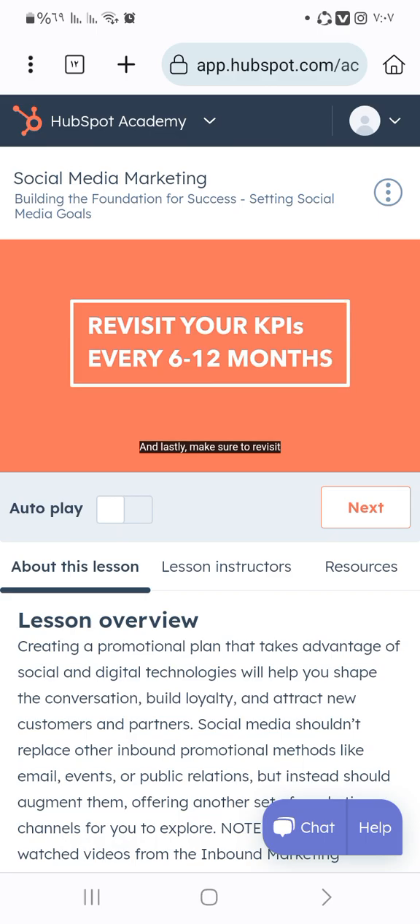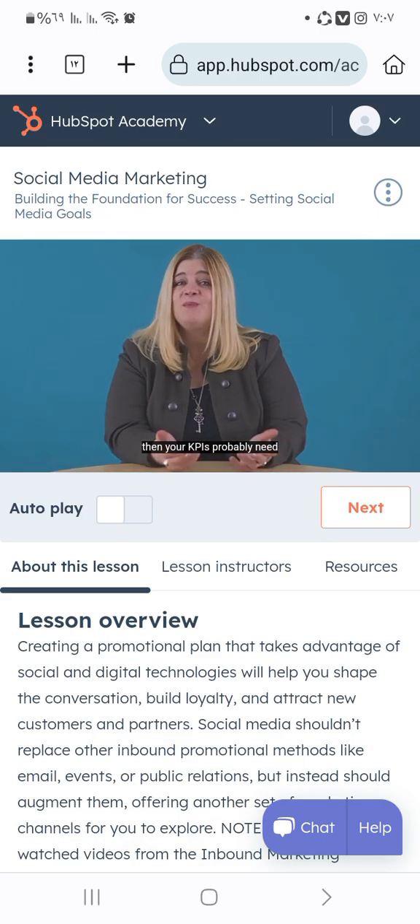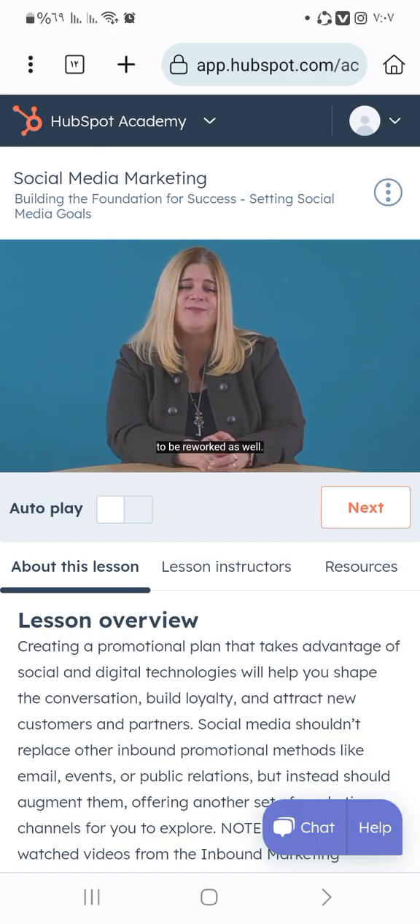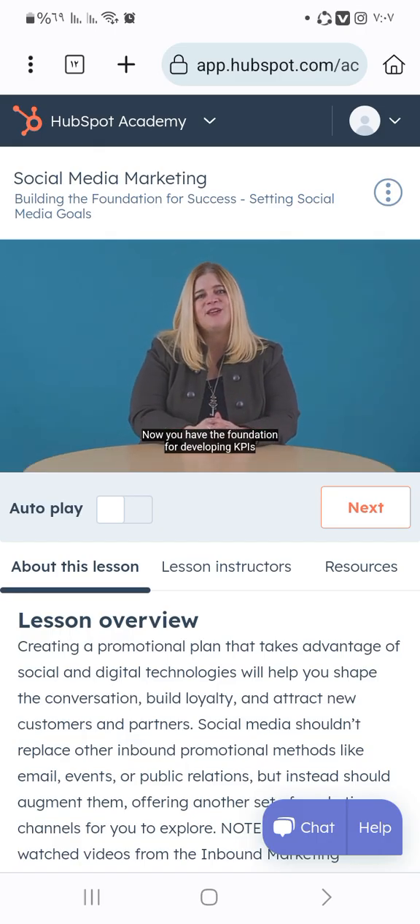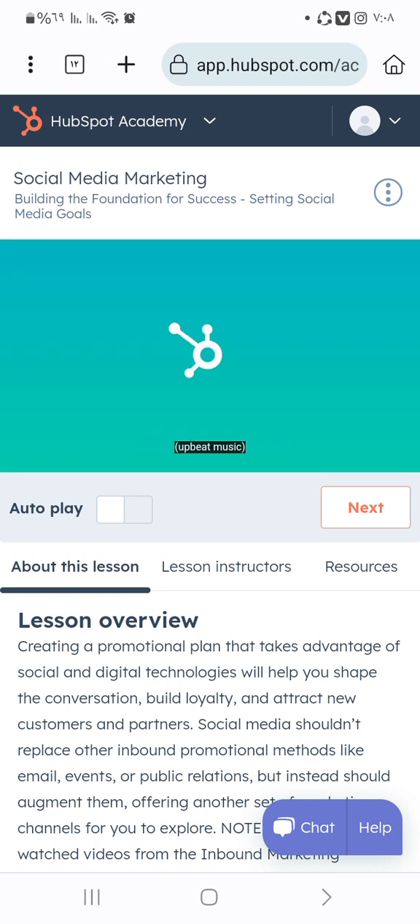And lastly, make sure to revisit your KPIs on a 6-month to yearly basis. Not only does the world of social media change, and fast, but your business changes too. If your business goals change, then your KPIs probably need to be reworked as well. Now you have the foundation for developing KPIs that will help you prove the value of your social media efforts.